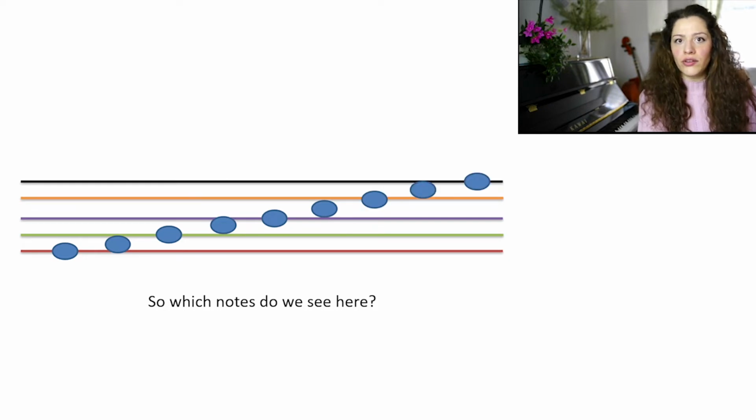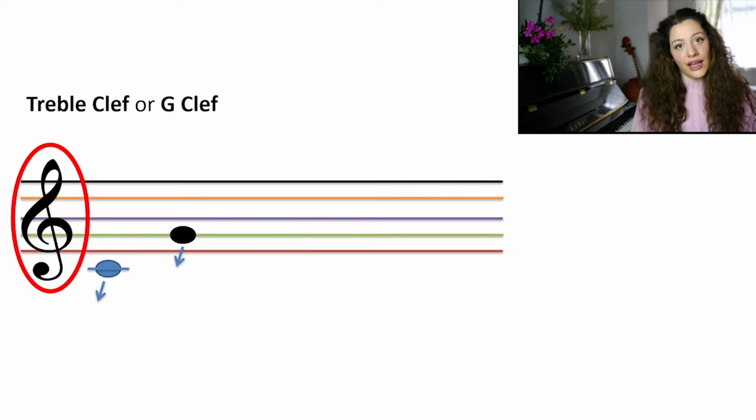So which are these notes? To answer this question, a sign called a clef is placed at the beginning of every stave. There are several different clefs in Western music notation, but one of the most common ones is the treble clef, which is also known as the G clef, because it starts on the line of the G note above the middle C, as shown here.